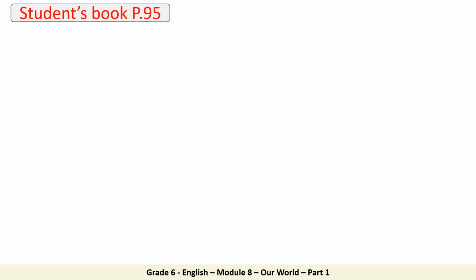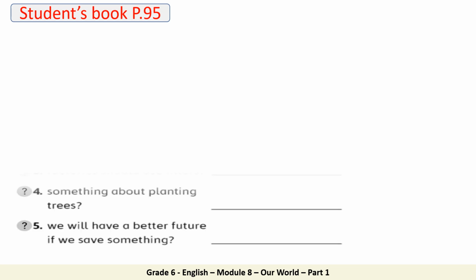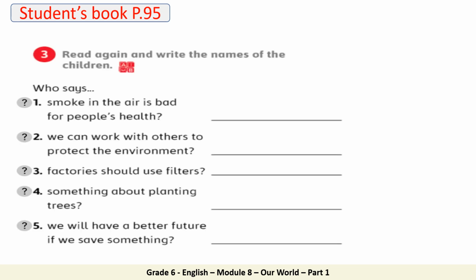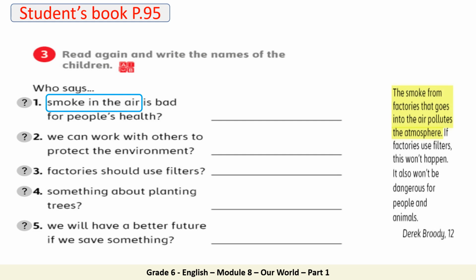Moving to the student's book, page 95, the opposite page, exercise number 3. We're going to read again and write the names of the children. As you can see here, who says? Let's do the first example together. Smoke in the air is bad for people's health. Well, where is the key word in this one? That's right, smoke in the air. Now we're going to look for that bit in the text. Very good. You can see that it's the part with Derek Broody 12.